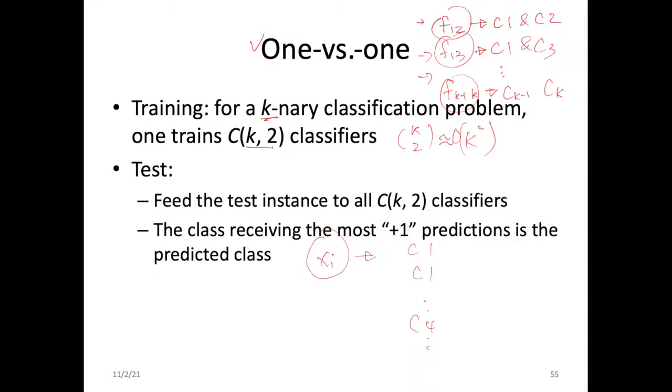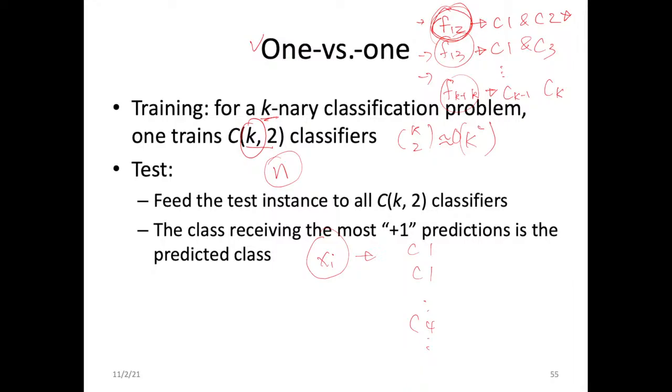But for one versus one, like this f12, you only use the instances that belong to either class 1 or class 2. You can ignore all the instances that belong to class 3, class 4, class 5. So for each classifier alone, one versus one might be faster because the number of training instances is smaller. Okay, so which one is faster? That really depends on the number k, how many classes you have, and the number n, how many training instances you have.